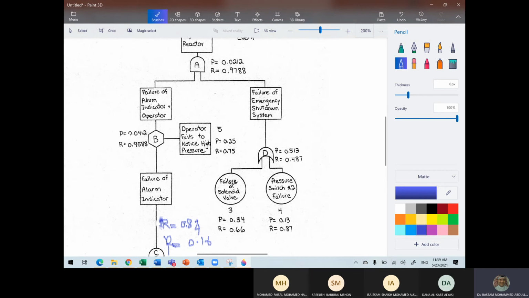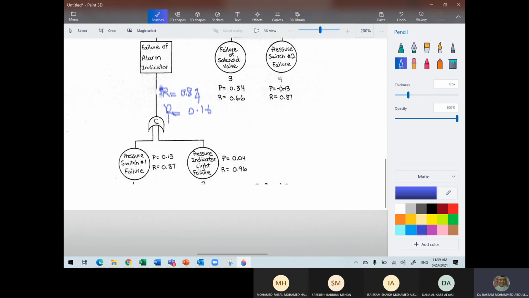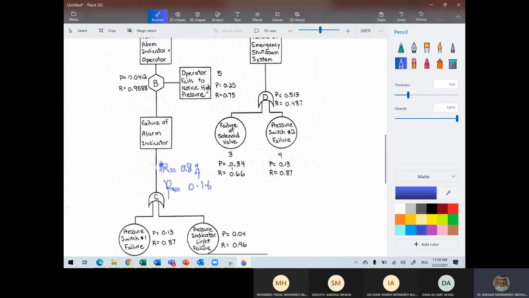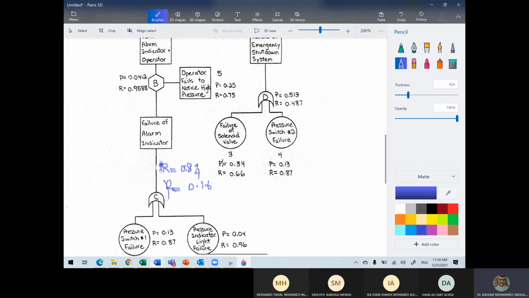So in this case, here I have failure of a solenoid valve and pressure switch. Again, you can see the pressure switch here is 0.13 and 0.87, very similar. And for failure of the solenoid valve, you can see the probability of failure is very high. Let's see if we have the solenoid valve here. Yes, solenoid valve is 0.42. Exponential to the power minus 0.42 will be 0.66. So going back, 0.66, then the probability is 0.334. I think you already got the idea.